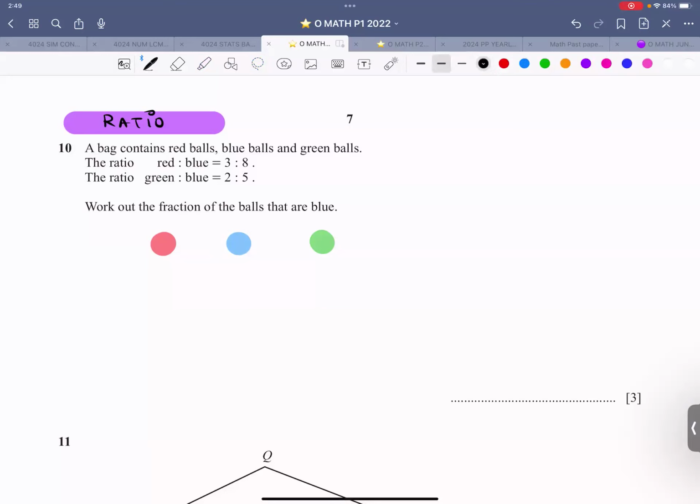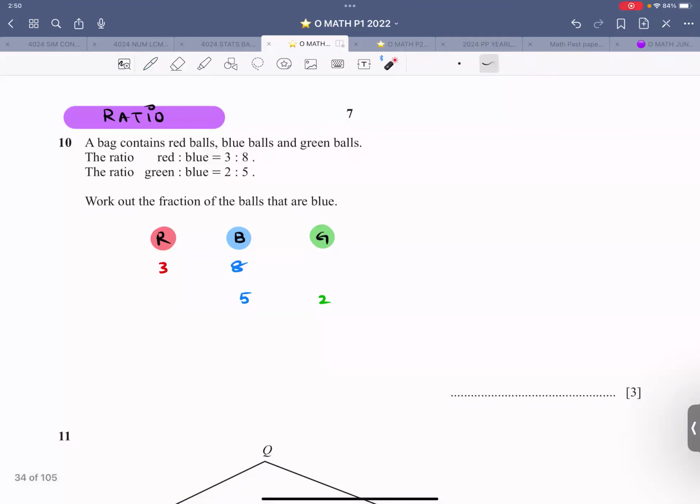is 3:8. So this is red, this is blue, this is 3, and this is 8. The ratio of green to blue is 2:5. Now work out the fraction of the balls that are blue. Now we are looking for fraction, but the problem is we have a relation between red and blue. We have a relation between green and blue. We don't have direct relation for all three.